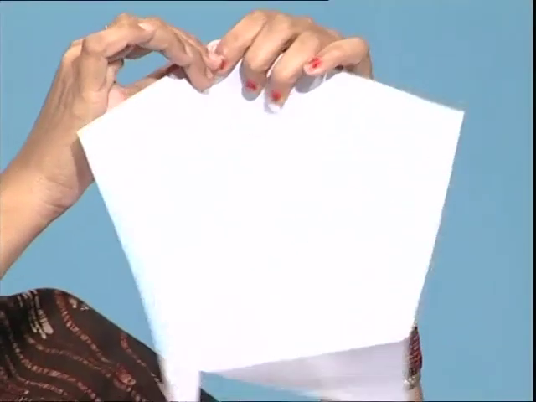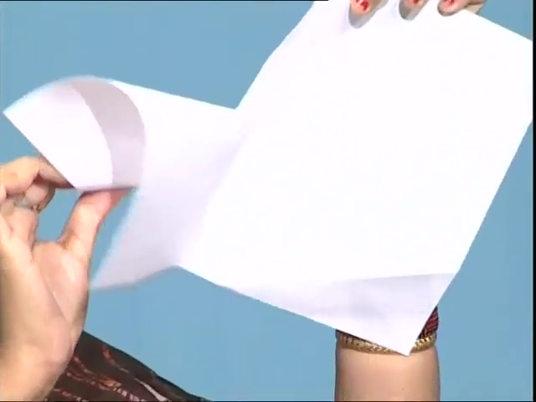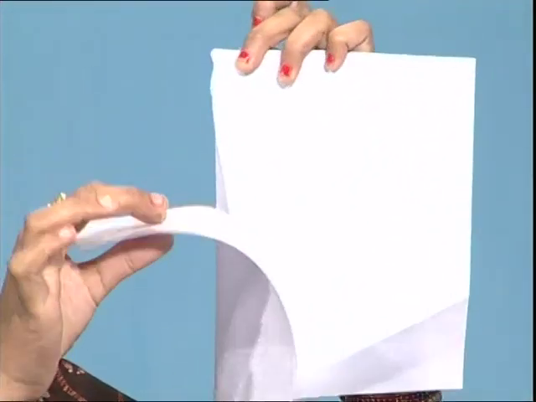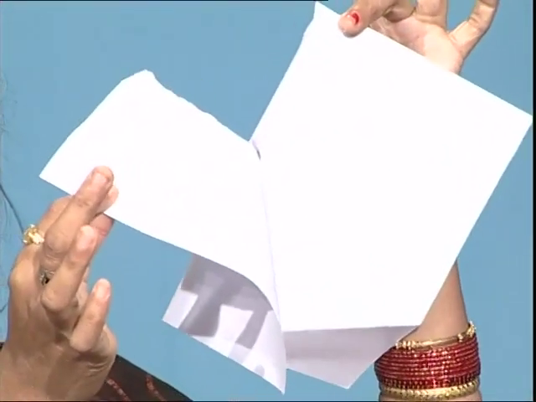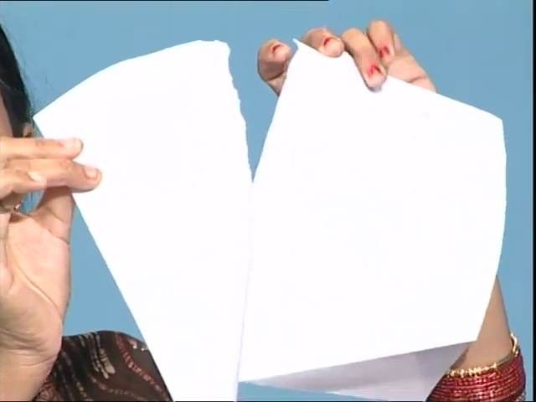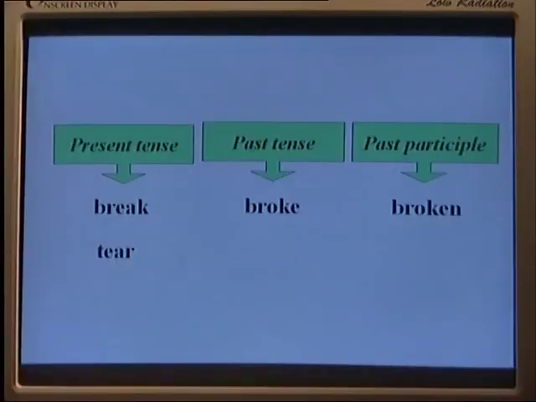Now, look at this. What is this? This is a paper. Okay, now I'll tear the paper. I tore the paper; the work is already over. So I am saying I tore the paper. How is the paper now? The paper is torn. So what is the present form of it? Look here, it is tear, the past form of it is tore, and the past participle is torn.